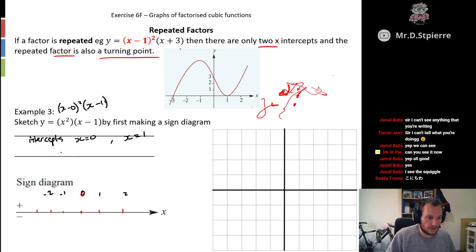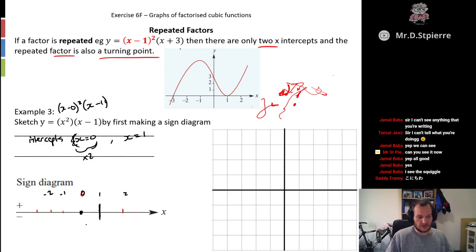Right, intercepts at x equals 0, and that's this one here. Okay, times 2. It's a repeated root. So that is going to be a turning point there as well. And then x equals 1. So I can draw a line through x equals 1, and I'm actually going to draw a dot at the repeated root because it doesn't go through, it just touches.